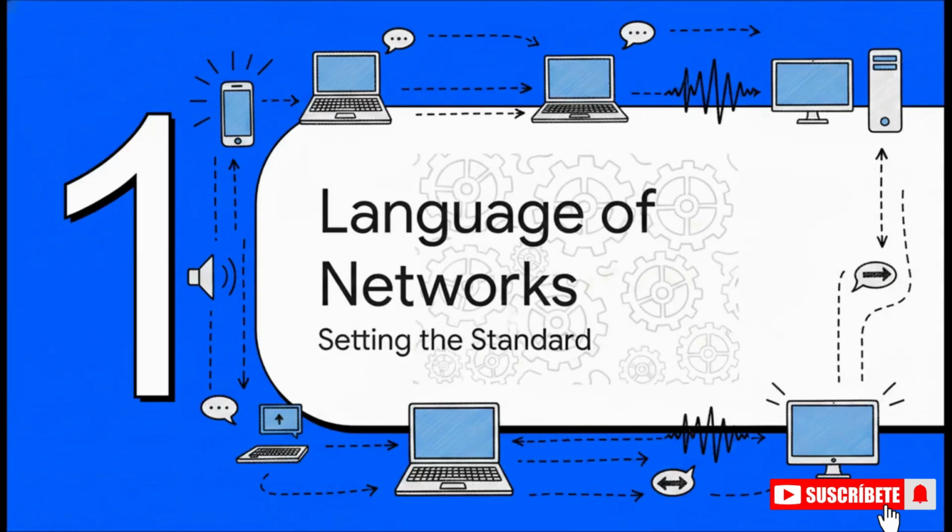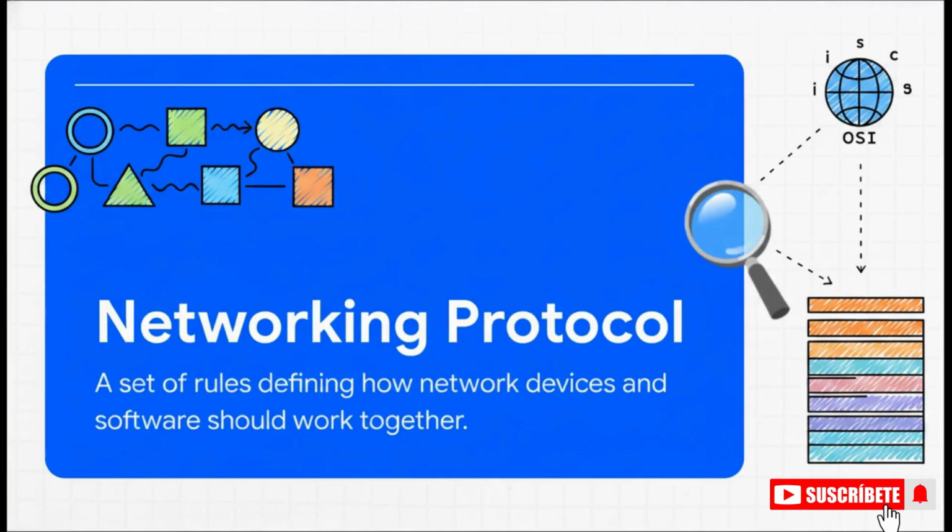All right, kicking things off with Section 1, the language of networks: setting the standard. So how exactly did the tech industry actually solve that ultimate communication barrier between all these different devices? Well, it all starts with protocols. A networking protocol is essentially a logical set of rules that defines exactly how devices and software should play nicely together to communicate. But as you can imagine, to keep thousands of different protocols organized, we use networking models. Back in the late 70s and early 80s, the International Organization for Standardization, or ISO, created an open conceptual framework to categorize all these functions. They called it the OSI model. That stands for the Open Systems Interconnection Model.